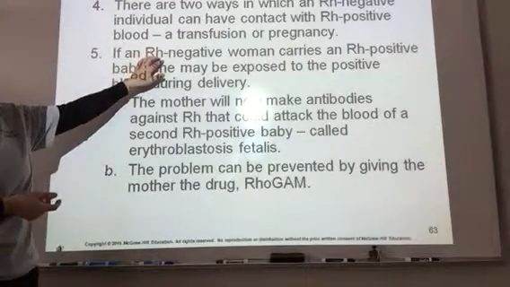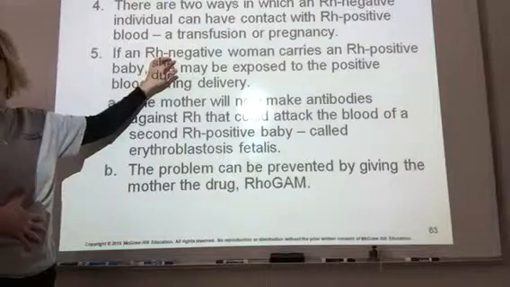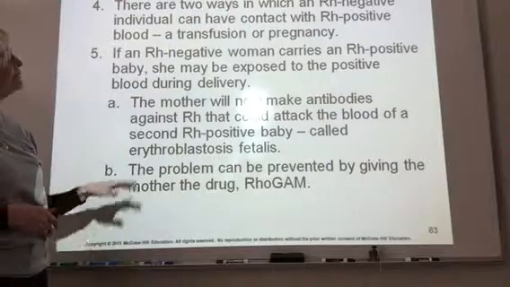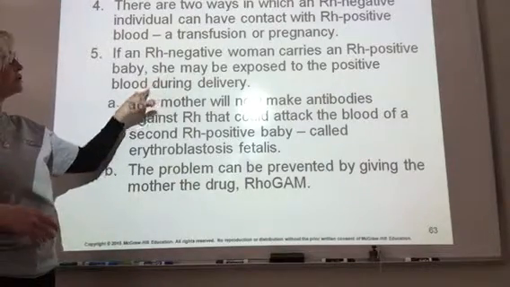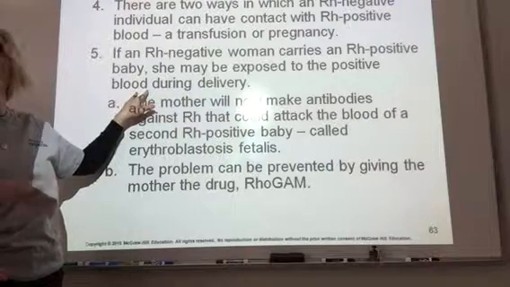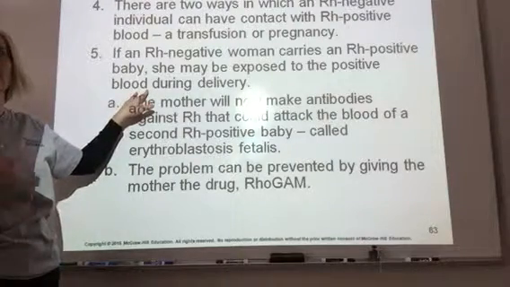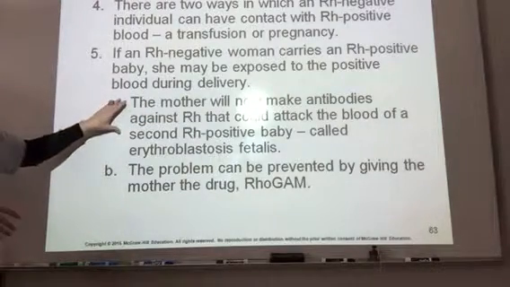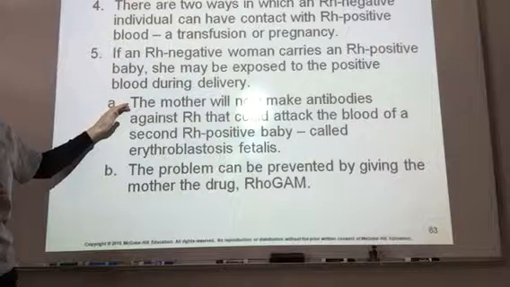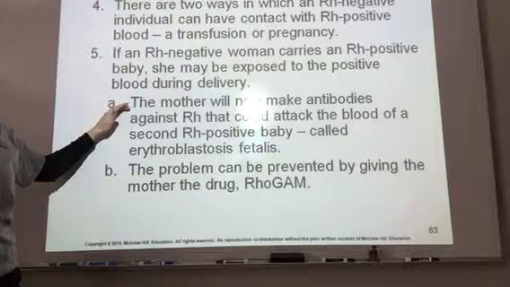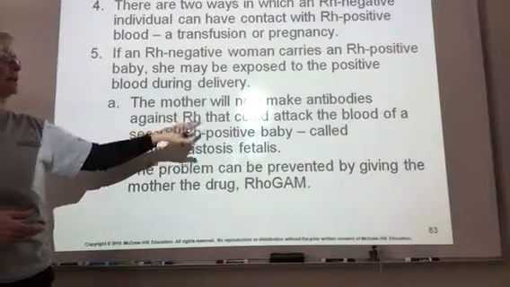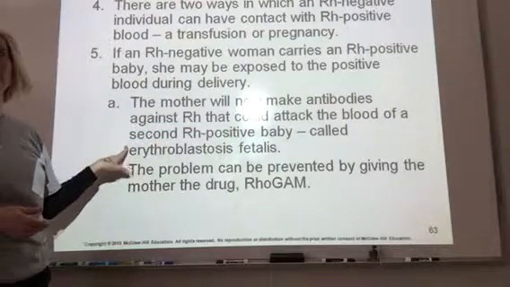So if an Rh negative woman becomes pregnant and carries a fetus that is Rh positive, then she can be exposed to that positive blood during delivery. Not while she's pregnant, not while she's carrying it, but during the delivery or during labor. So now this Rh negative mom has been exposed to the positive. She's going to start to make antibodies. And remember, antibodies clot things. So now that she's making these antibodies, they could attack the blood if she has another baby.